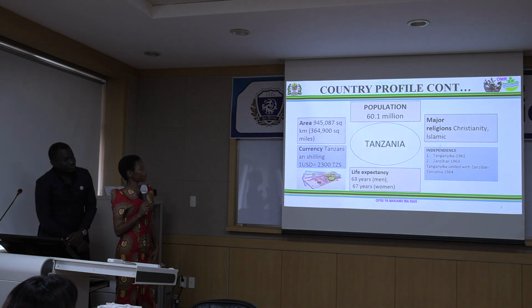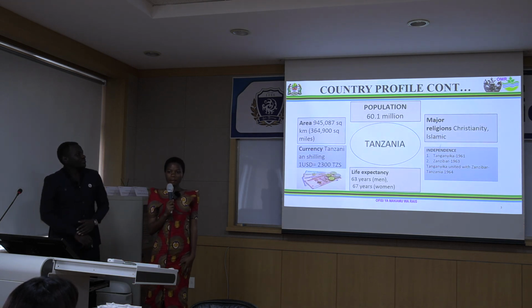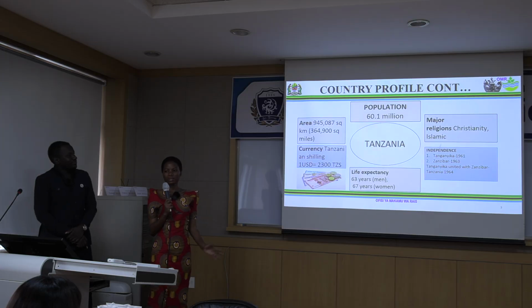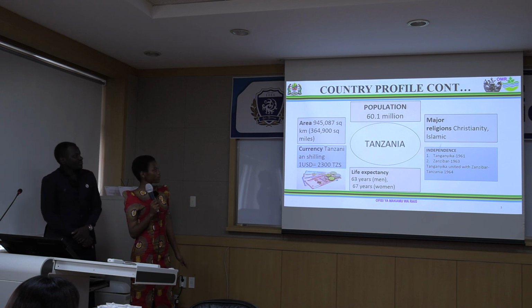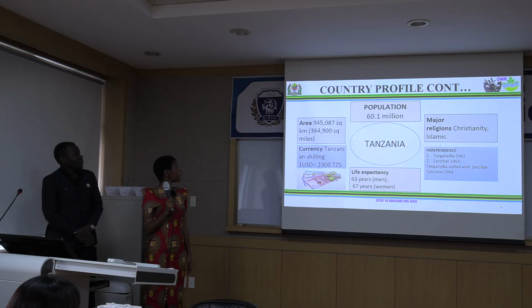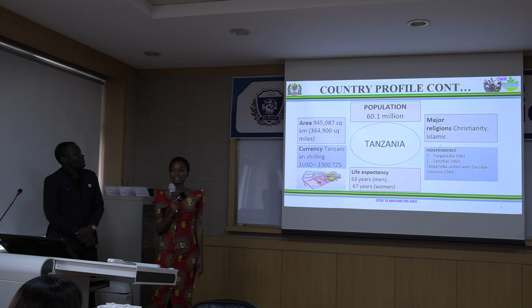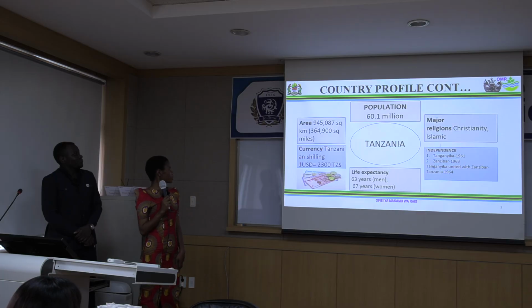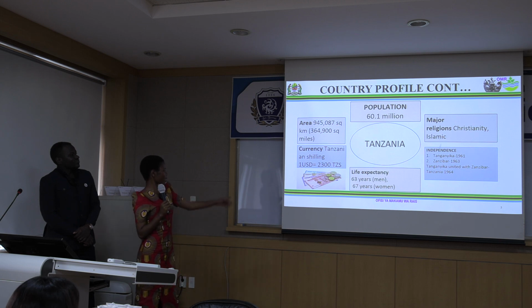Country profile of Tanzania. The population of Tanzania is about 60.1 million. The major religions of Tanzania are Christianity and Islam. Christians are about 60%, and Muslims are about 30-something percent. The area of Tanzania is about 945,087 square kilometers. About the currency, $1 is equal to 2,300. And our currency is like, as you can see from the picture there.